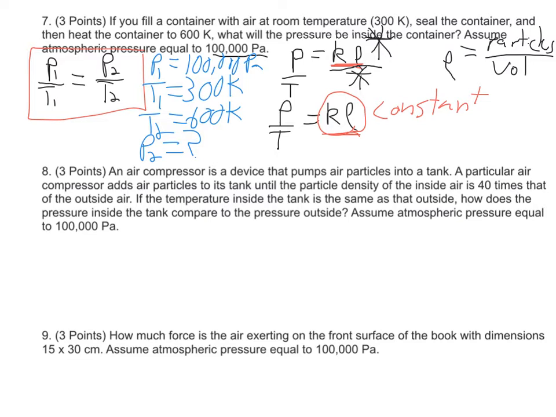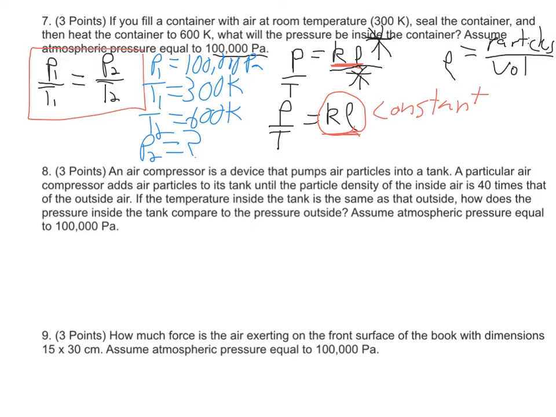Alright, so here we're told that we have an air compressor. It's going to pump air particles into a tank. So again, maybe it's the device used to fill up a scuba tank or something like that. We're told that it adds air particles into the tank until the particle density inside is 60 times what it is outside. So 60 times more than what it would have been normally. As a result of pumping this air inside, there's a change in the pressure, and so we need to look at how we can determine this new pressure that is induced. But it's different here, right?